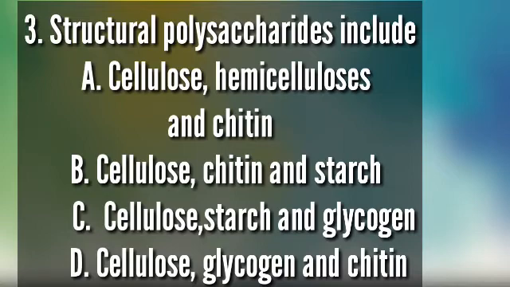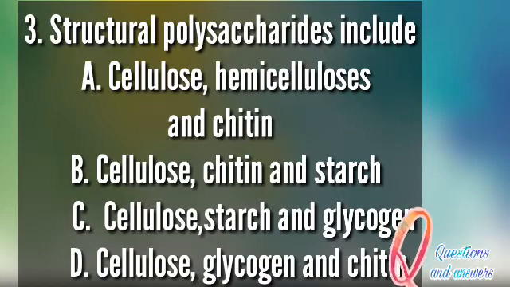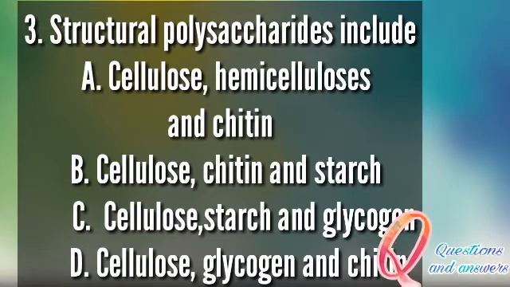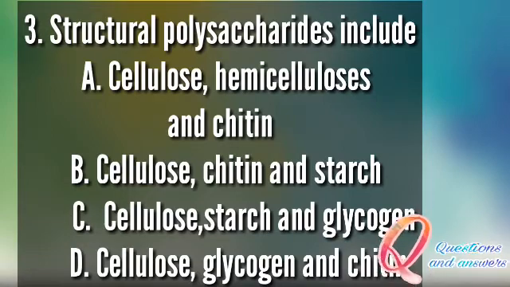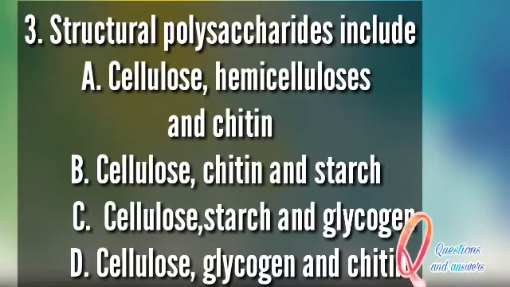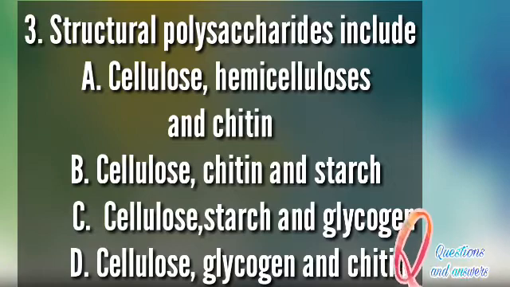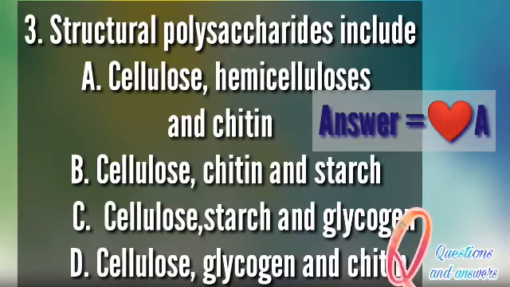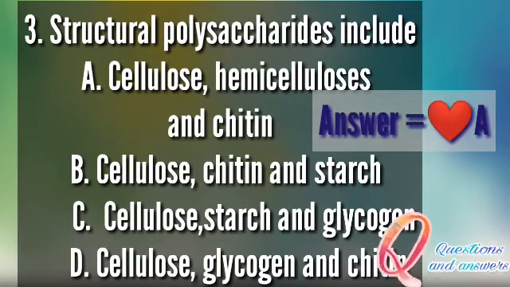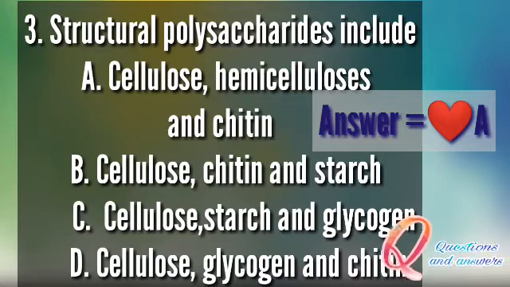Question number 3. Structural polysaccharides include A. cellulose, hemicellulose, and chitin, B. cellulose, chitin, and starch, C. cellulose, starch, and glycogen, D. cellulose, glycogen, and chitin. Answer A. cellulose, hemicellulose, and chitin. Explanation. Cellulose, hemicellulose, and chitin are structural carbohydrates.